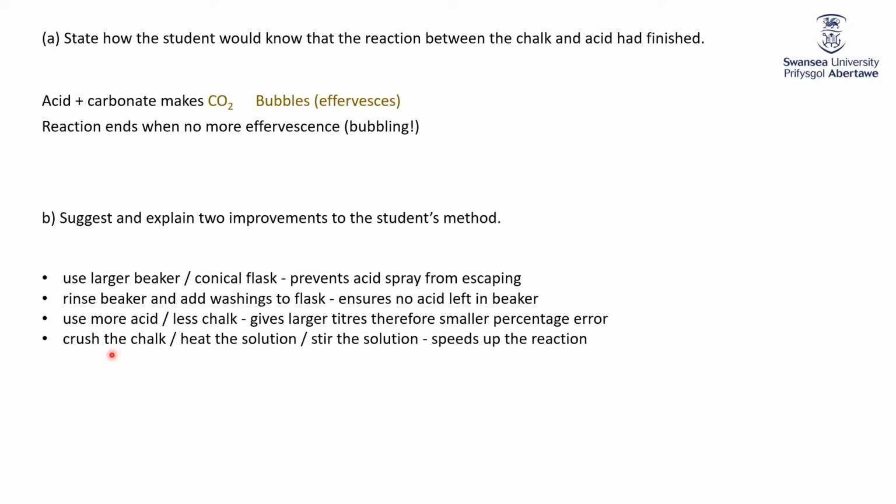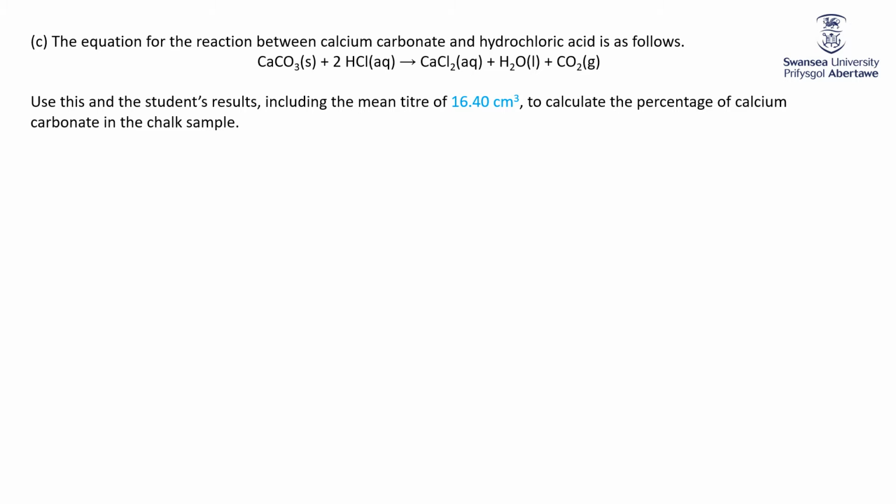Crush the chalk to increase the surface area. That not only speeds up the reaction, but it also makes sure that there's no calcium carbonate left covered up by something that doesn't allow the acid to get to it. Heat the solution, stir it up, that speeds up the reaction. Yeah, you can do that. So now we'll get into the results.